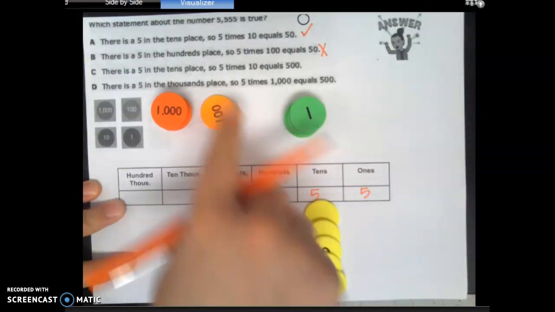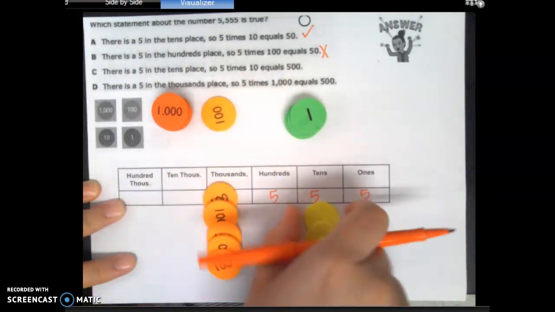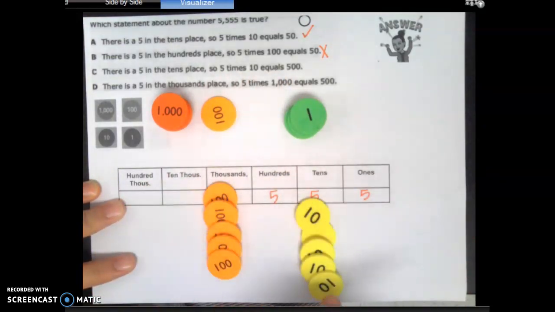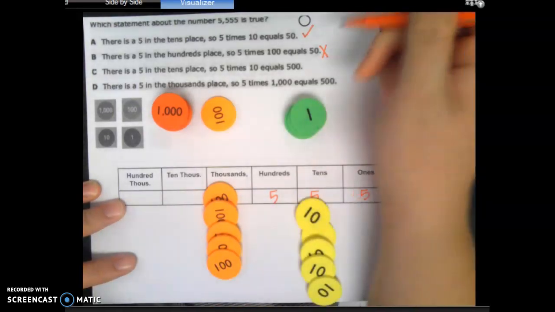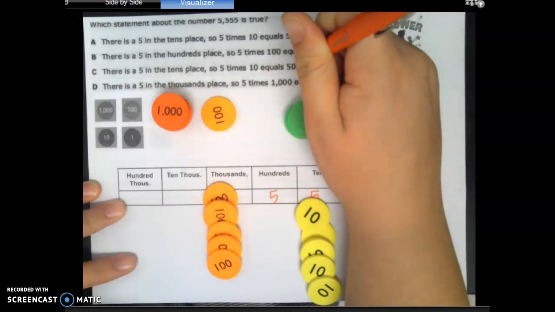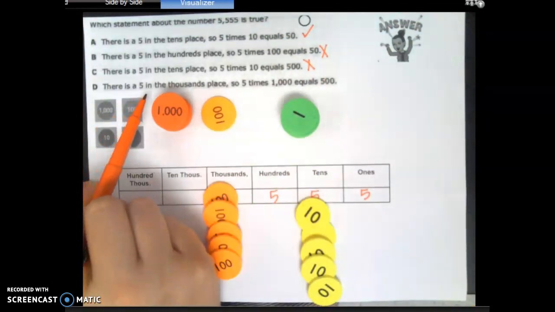There is a 5 in the tens place. That's true. So 5 times 10 equals 500. No. We already said that 5 times 10 equals 50. 10, 20, 30, 40, 50. That's wrong.